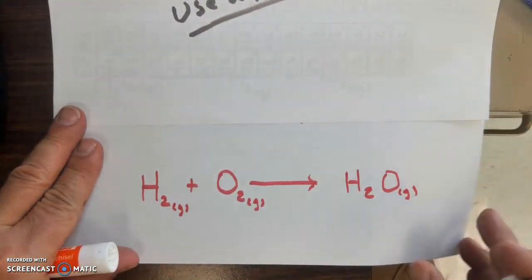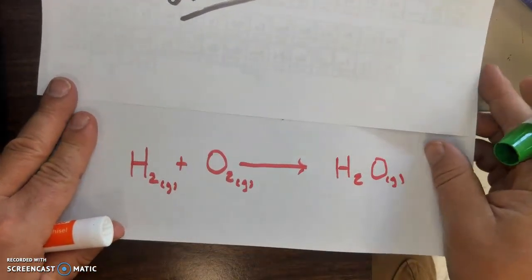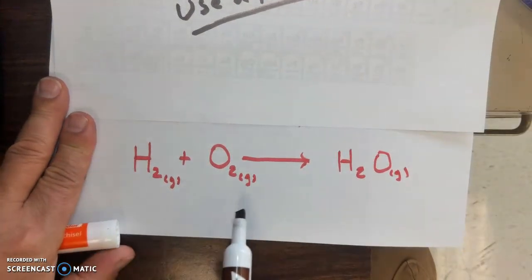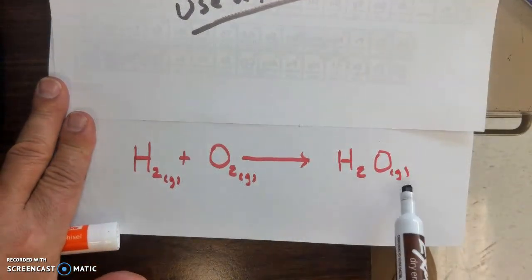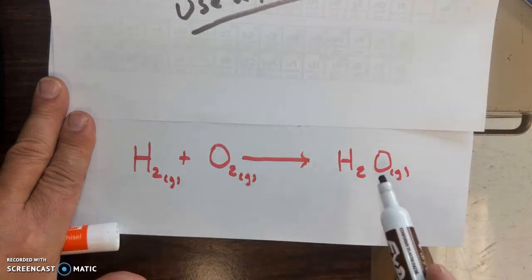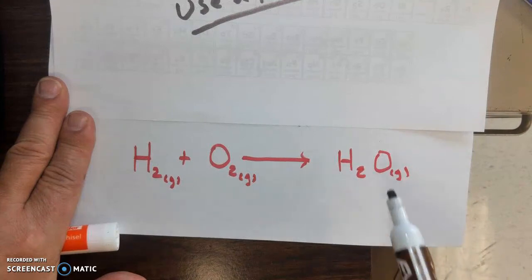Okay, step 1, and you can pause it on this one. What is wrong with this? Is it balanced? Okay, you've got hydrogen gas, oxygen gas becomes H2O, which also ends up being a gas. So we have an unbalanced equation because we only have 1 oxygen on this side.